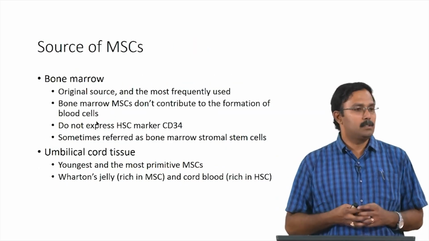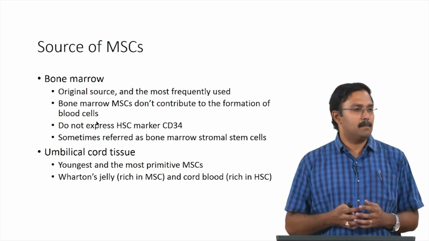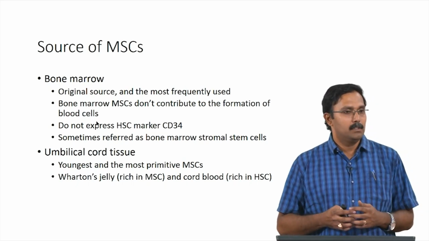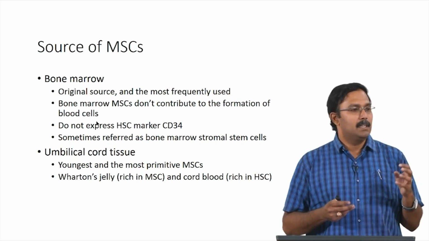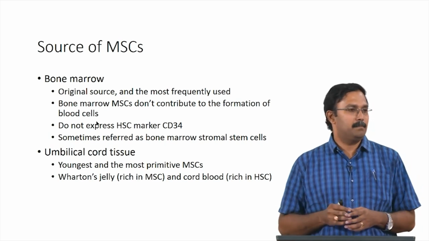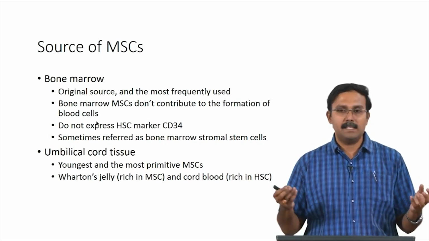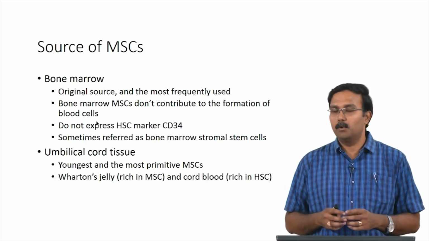So, the original source for mesenchymal stem cells is bone marrow. Hematopoietic stem cells are also from bone marrow, right. However, these are different from the mesenchymal stem cells. The HSCs and MSCs are different, although they both reside in the bone marrow.